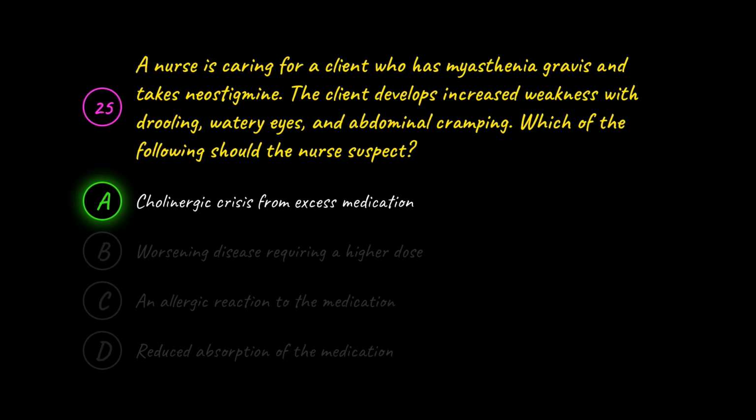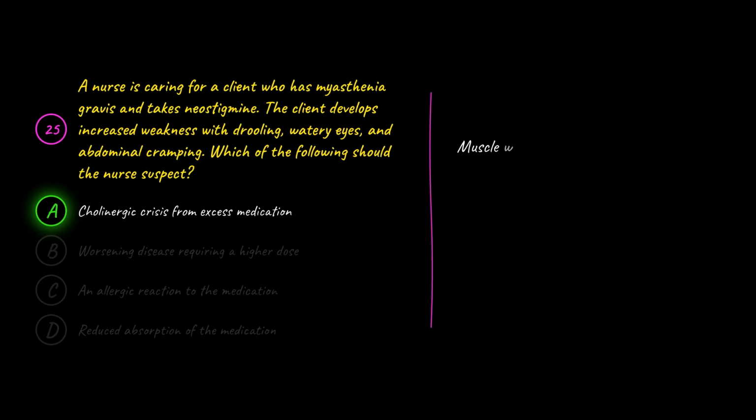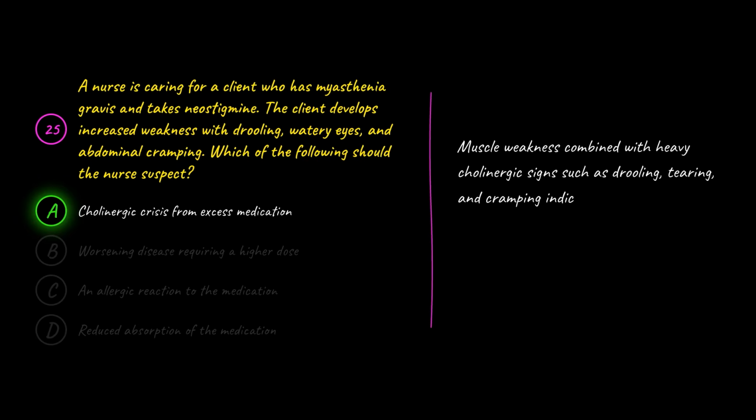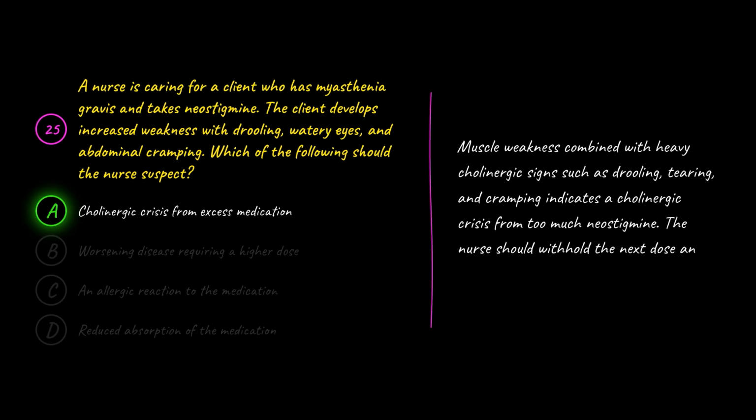The correct answer is A. Cholinergic crisis from excess medication. A is correct because muscle weakness combined with heavy cholinergic signs such as drooling, tearing, and cramping indicates a cholinergic crisis from too much neostigmine. The nurse should withhold the next dose and notify the provider promptly about these findings.